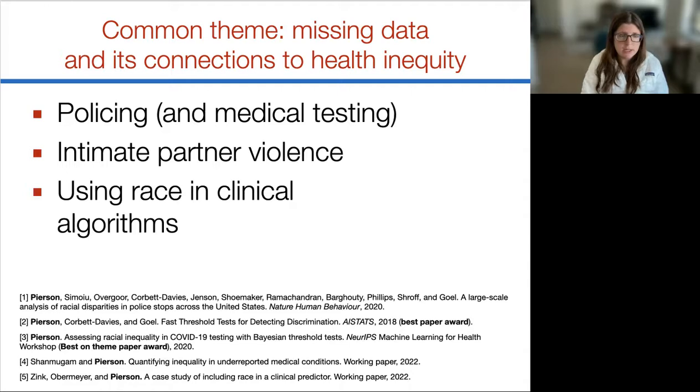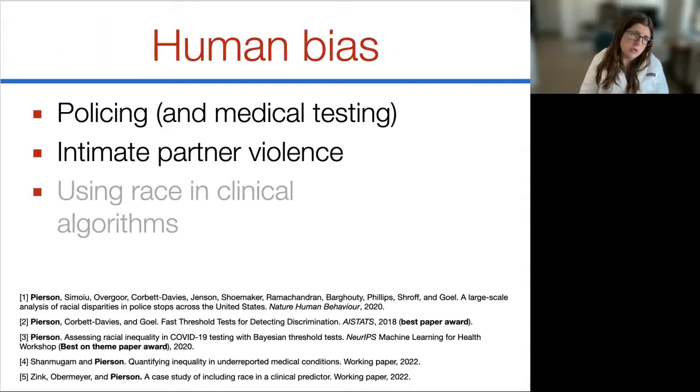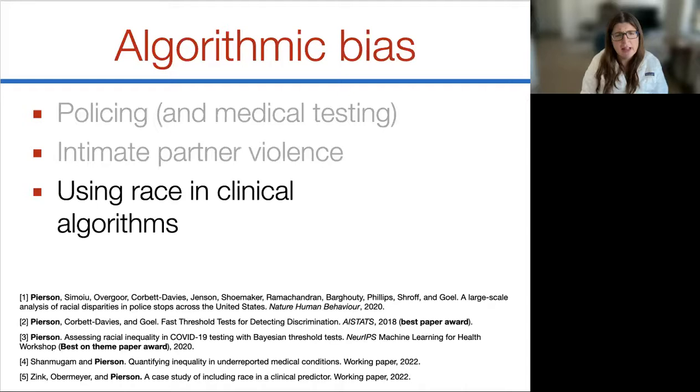It turns out these connections are myriad and profound. The first two stories are about missing data and its connections to understanding human biases, so biases in human decision-making in healthcare. And the last story is about missing data and its connection to algorithmic bias, and specifically the design of clinical algorithms.